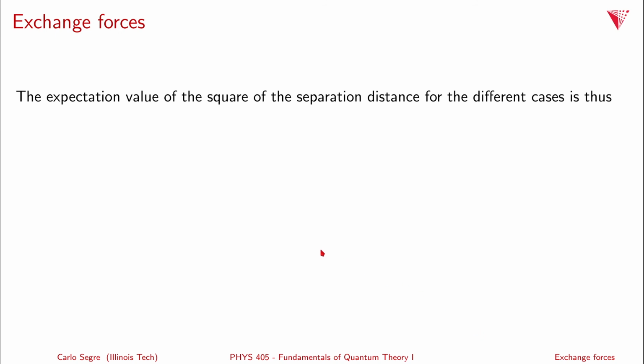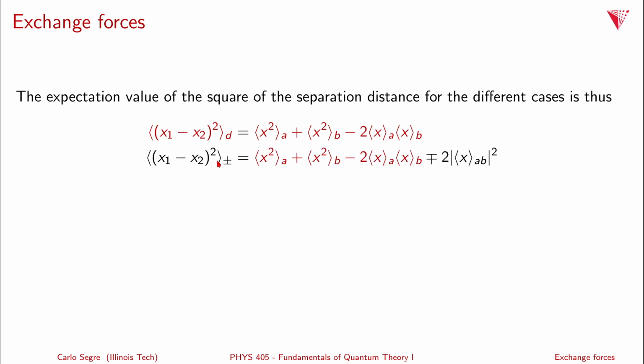So we have the three different cases. For distinguishable particles, it's this: you have the expectation value of x squared in state A plus the expectation value of x squared in state B minus 2 times the expectation value of x in state A times the expectation value of x in state B. For the identical particles, you have the same thing, plus this additional term, minus plus 2 times the modulus squared of the inner product of x between A and B.